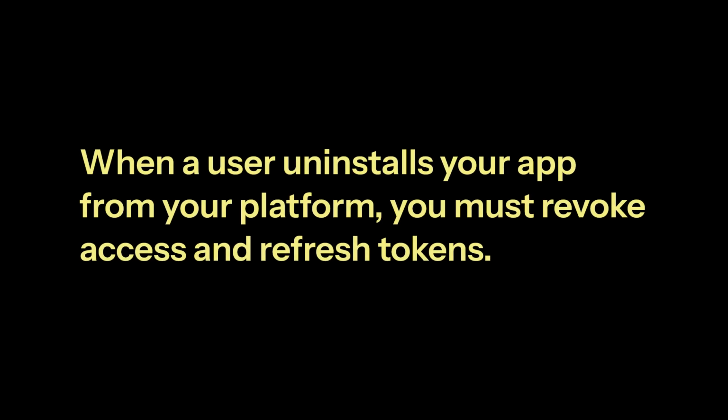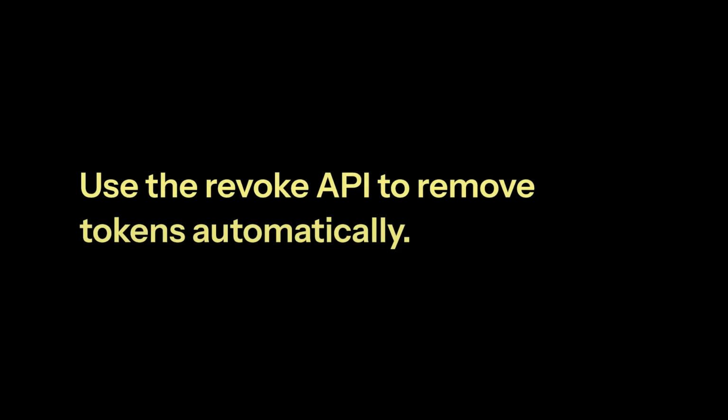A quick note on uninstalling. When a user uninstalls your app from your platform, you must revoke access and refresh tokens. Use the Revoke API to remove tokens automatically. This ensures the app is fully disconnected from both platforms.